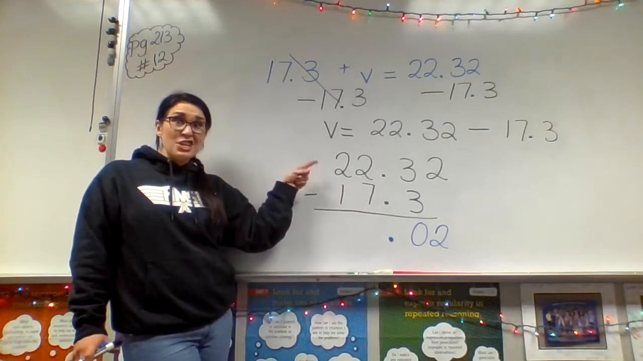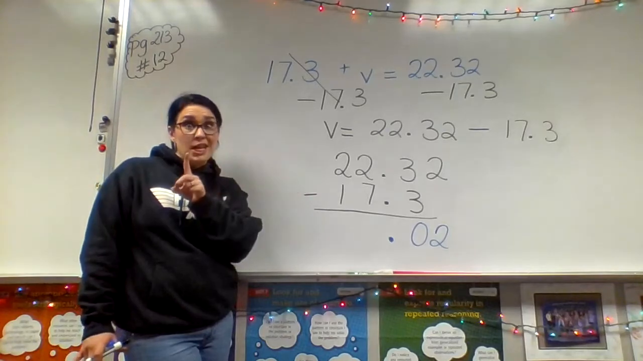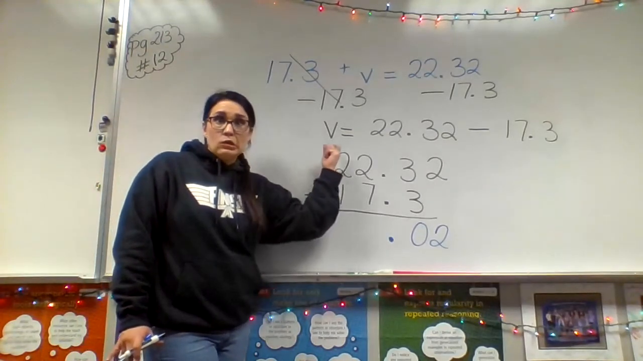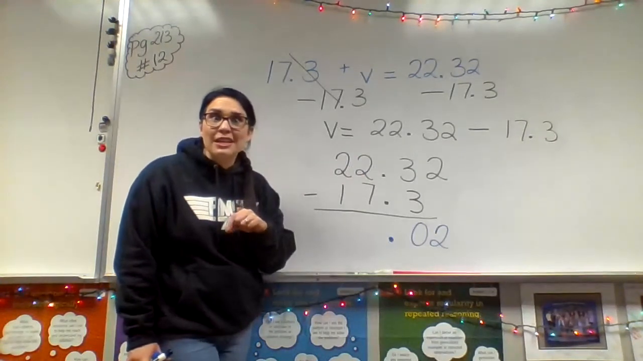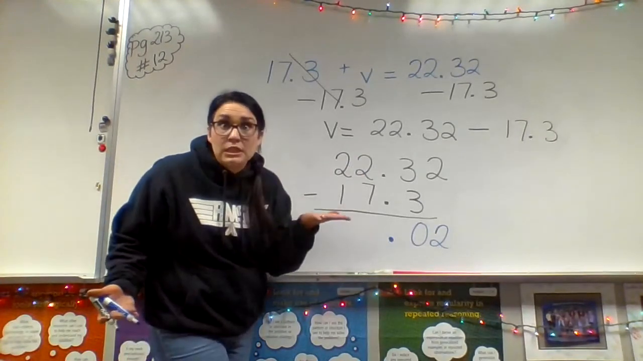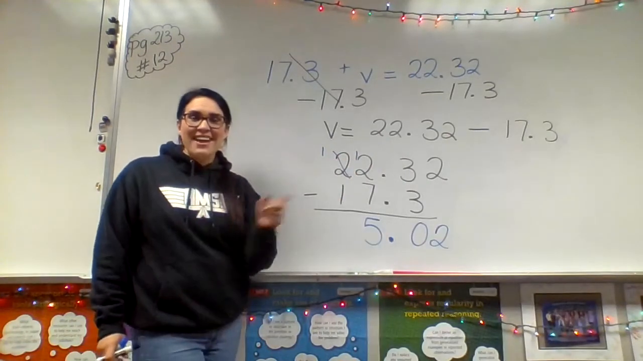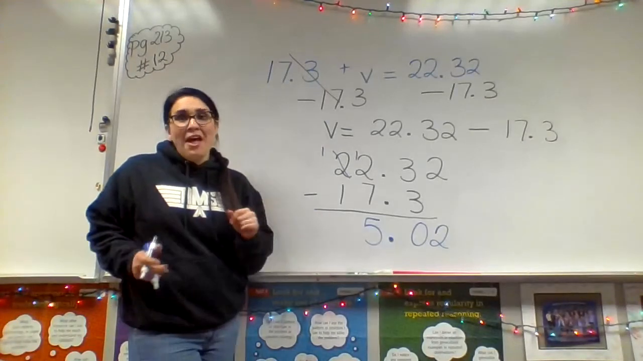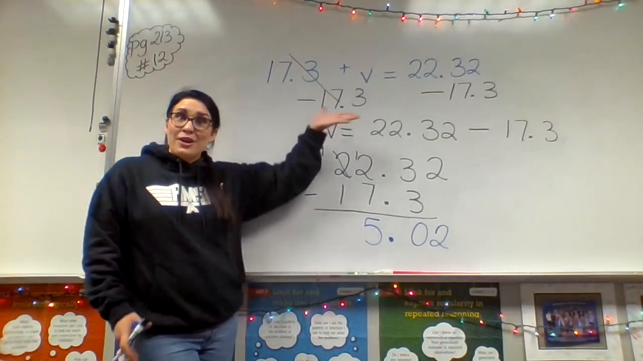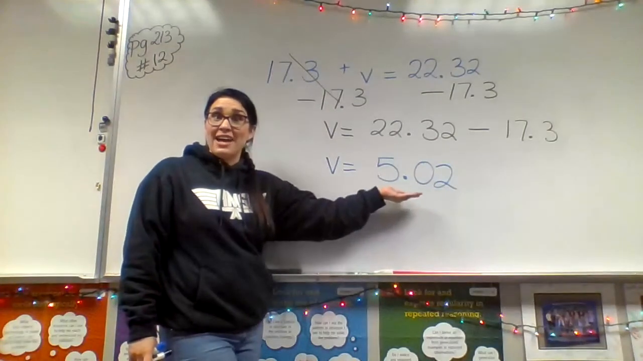Your 2 tens. So instead of having 2 tens, you're going to have 1 ten, and then you'll carry that little extra 10 over to the 2 over here. So instead of having only 2 ones, you'll have 12 ones. Now 12 minus 7 is 5, and then 1 minus 1 is 0. So our final answer for number 12 is v is equal to 5 2/100.